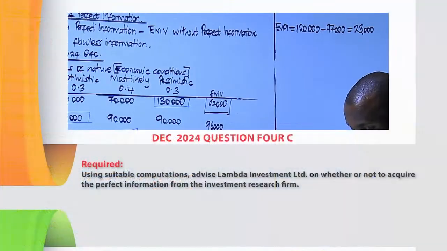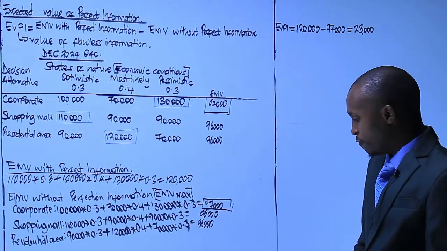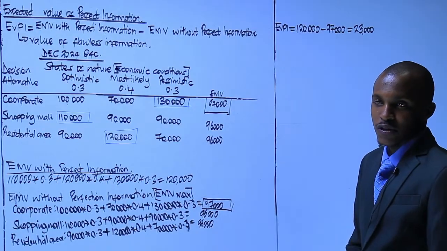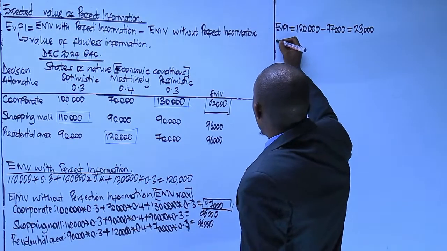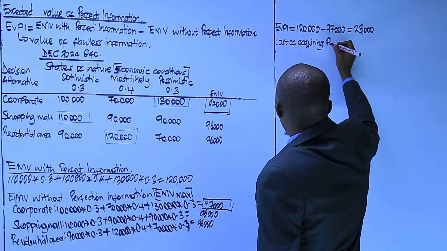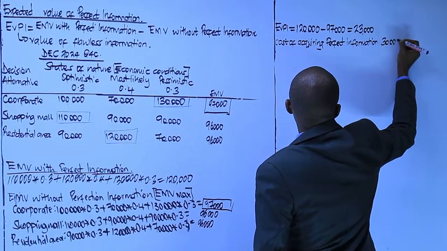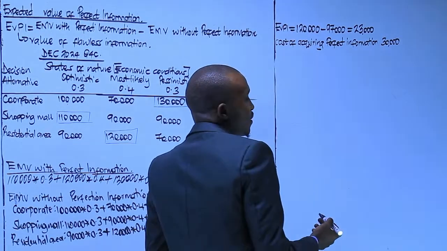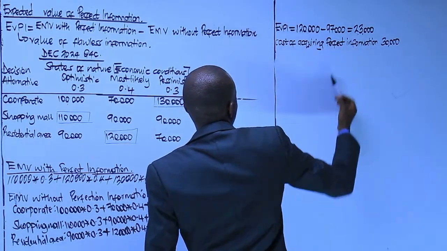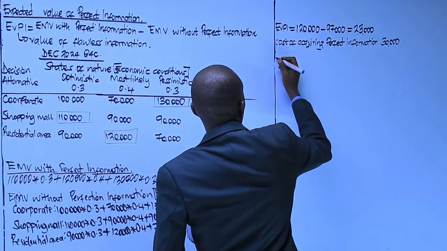23,000. But part C of that question, they are asking advice on whether or not to acquire perfect information. So here you will simply compare the value of perfect information and the cost of acquiring that perfect information. The cost of acquiring perfect information is 30 million, so 30,000. When you acquire perfect information, it will be worth 23. But how much do you expect to incur for it? 30. So therefore, what will you advise them?